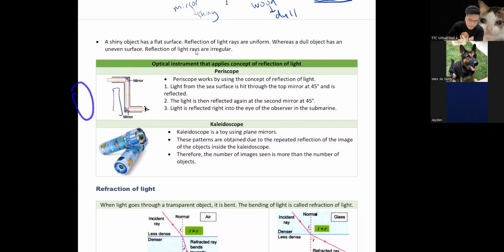Whatever is here goes into your periscope, and then there's a mirror here that reflects the light down. Then this mirror reflects the light back to your eyes, so you can see something. So this is two reflections. Light from the sea surface hits the top mirror at 45 degrees and is reflected, and then the light is reflected again at the second mirror. Reflect once, reflect twice, so the light is reflected right into the eye of the observer in the submarine. This is how you see. So that's a submarine.